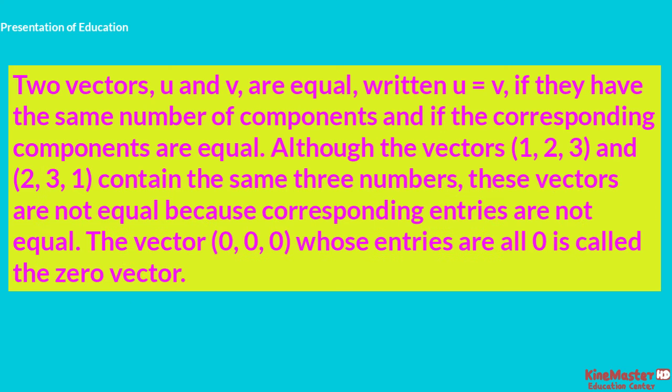Two vectors u and v are equal, written u equals v, if they have the same number of components and if the corresponding components are equal. Although the vectors (1, 2, 3) and (2, 3, 1) contain the same three numbers, these vectors are not equal because corresponding entries are not equal. The vector (0, 0, 0), whose entries are all 0, is called the zero vector. Suppose the vectors are given, to determine whether u equals v, it's called equality of vectors, whether vector u and vector v are equal.